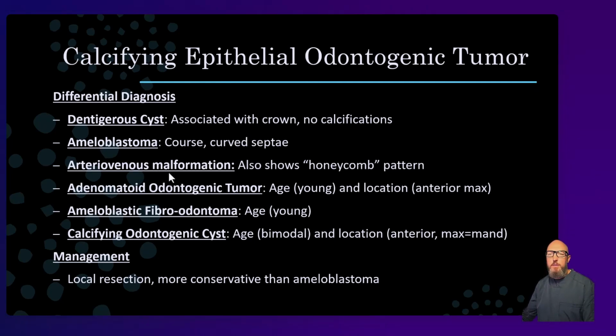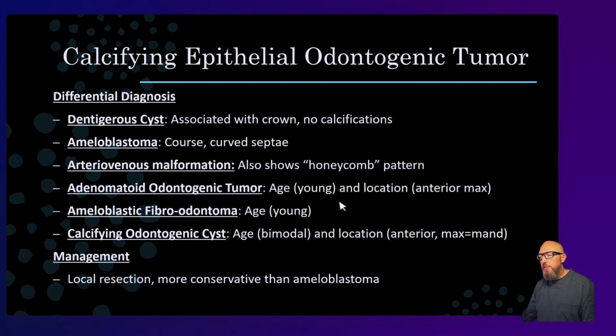Arteriovenous malformations, if you remember back to the multilocular lecture, this is what I'm referring to when I say hemangioma. So it also shows the honeycomb pattern. In that last case, I probably would have put that first on the differential, and then that turned out to be a CEOT. Adenomatoid, so that's our teen girl squad tumor.